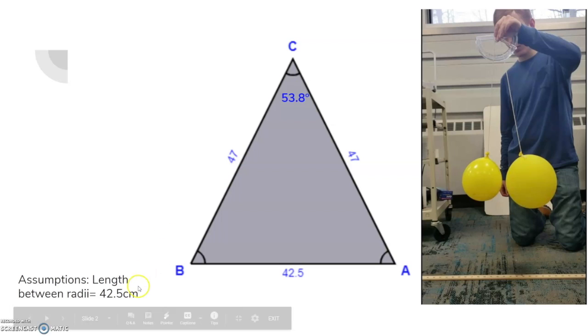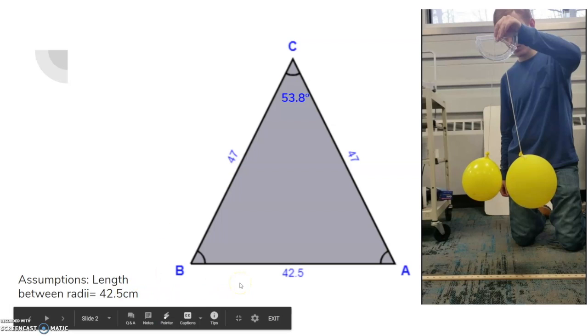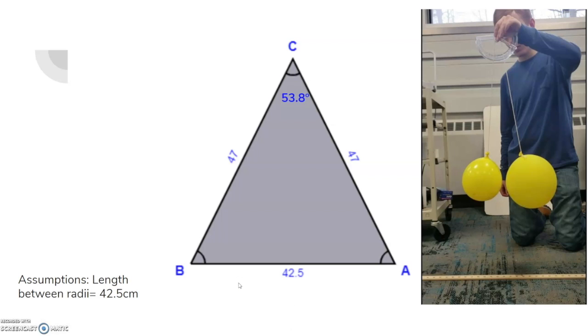And for this we assumed that the distance between the balloons was 42.5 centimeters, but using the video we recorded, it was difficult to see the actual distance on the meter stick.